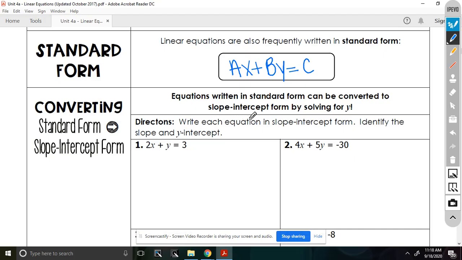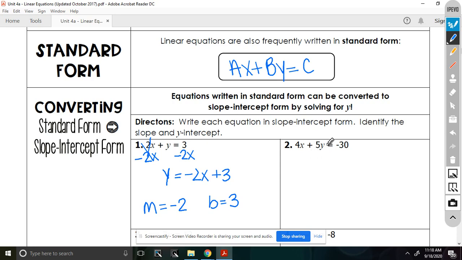The directions are to write the equation in slope-intercept form and then identify the slope and y-intercept. So in order to put it in slope-intercept form, you got to solve for y. So how do I solve for y? We get rid of this guy. In order to get rid of the 2x, I'm going to subtract 2x from both sides. Those will cancel out. I'm left with y equals negative 2x plus 3. It wants us to identify our slope and our y-intercept, so I know that my m is going to be negative 2 and my b is going to be 3.